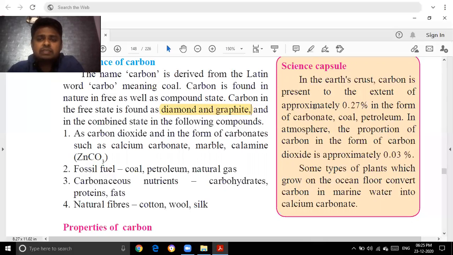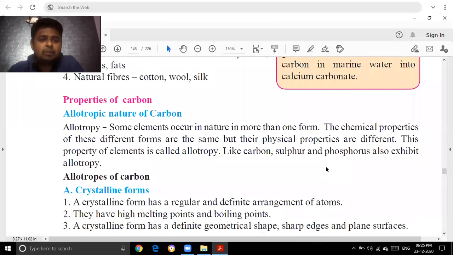So you also can see that in Earth's crust carbon is present to the extent of 0.27%, as carbonate, coal, petroleum. In the atmosphere, the proportion of carbon is in the form of carbon dioxide, 0.03%. Some types of plants which grow on the ocean floor convert carbon in marine water into calcium carbonate. Now properties of carbon. Allotropic nature of carbon.